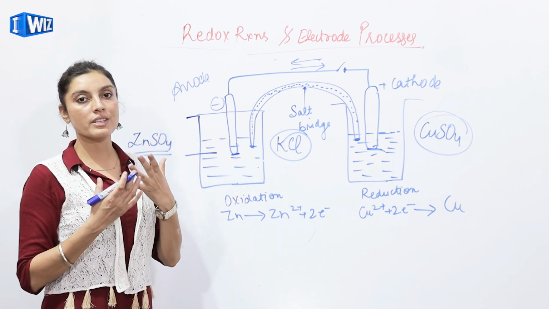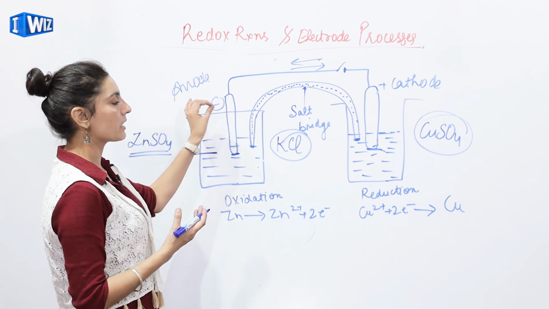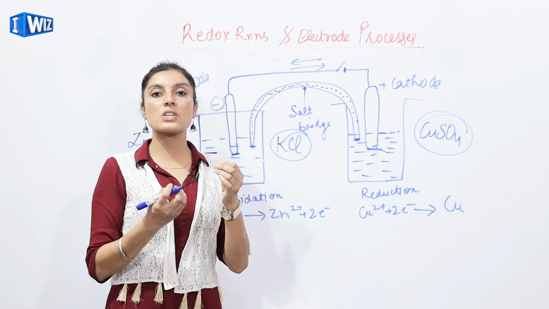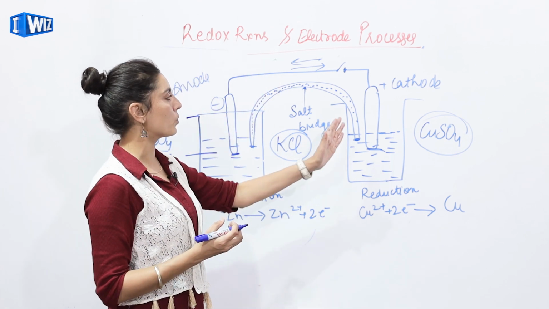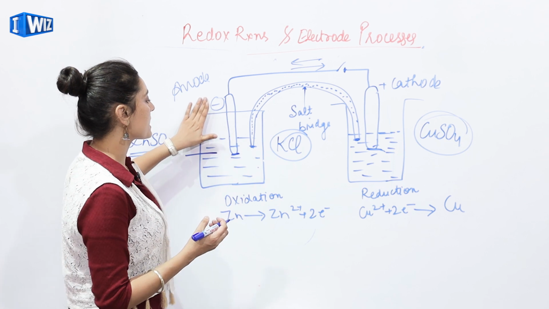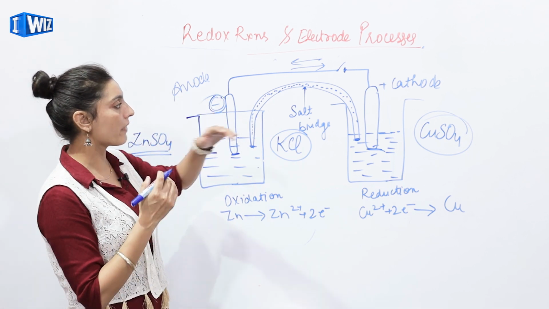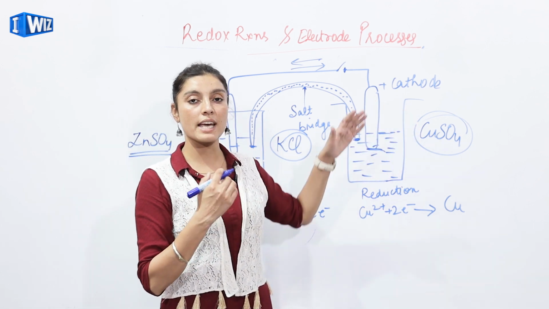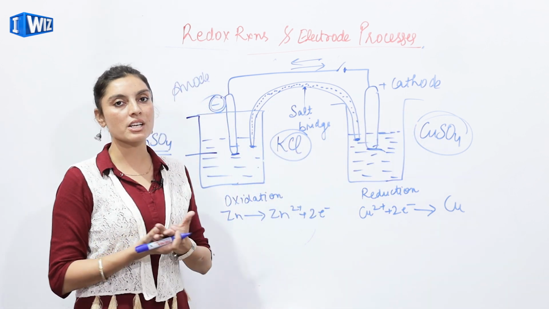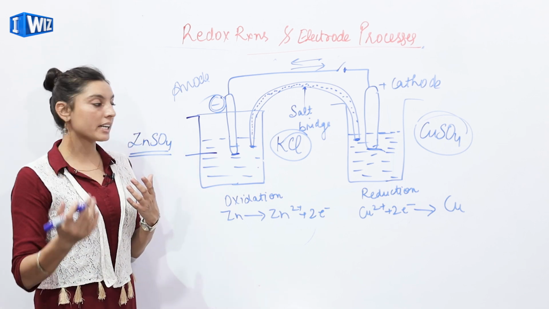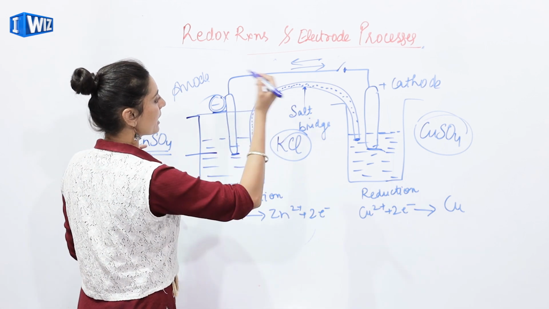These rods are said to be the electrodes since they are making an electrical connection between the two rods. So this particular rod is said to be anode since it is negative, it is having the negative charge on it, and this one has a positive charge, hence the cathode. We will check why this is anode and why that is cathode.